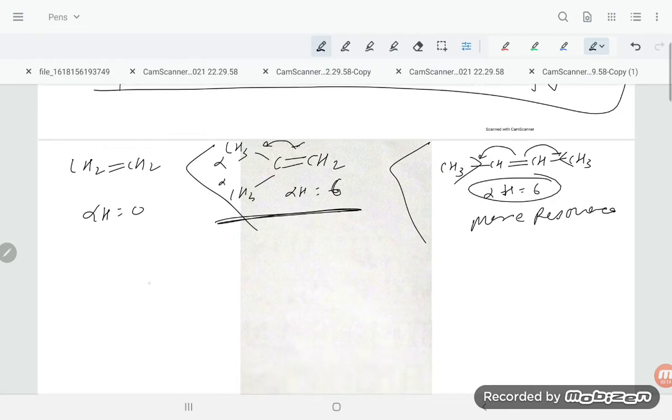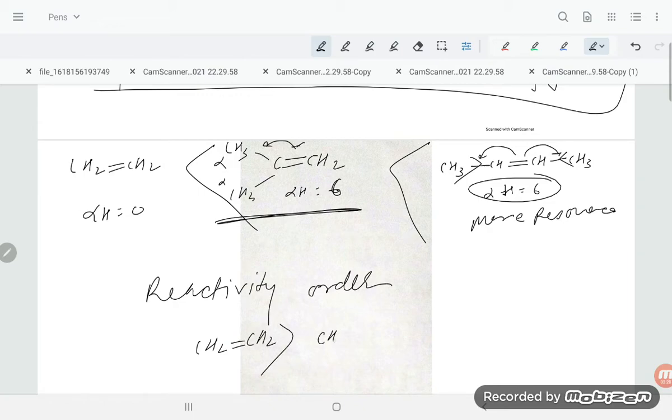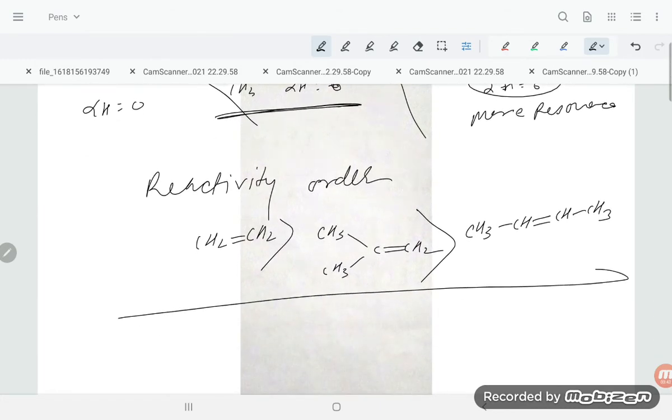Because of this, this is the stability order. So if you talk about the reactivity order, how will the reactivity order be? Here is CH2=CH2, then CH3-C(CH3)=CH2, and finally CH3-CH=CH-CH3. So this is our order of reactivity.